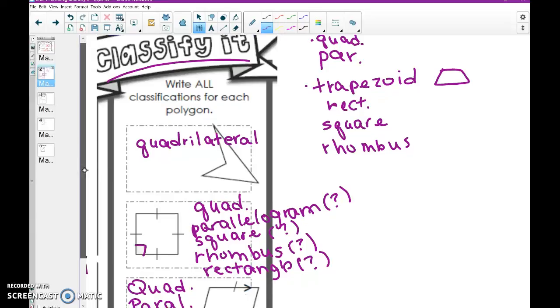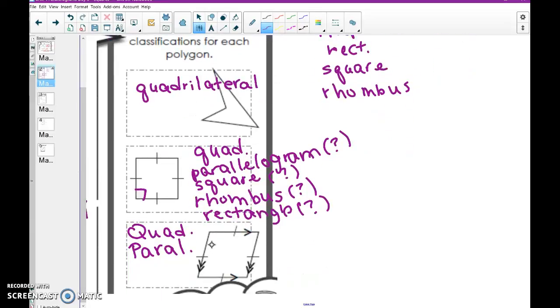Is it a rectangle? Does it have 90 degrees all the way on the inside? I don't see anything that says 90, so I'm not going to use rectangle. Square. Square has to have all four equal sides. Done. Does it have four equal angles? No, we don't have right angles again, so we're going to cut that one out. Does it have the rhombus qualities? Well, rhombus needed four equal sides and parallel lines. Looks like we're pretty good with that so far, so I'm going to include the rhombus in there. Okay.